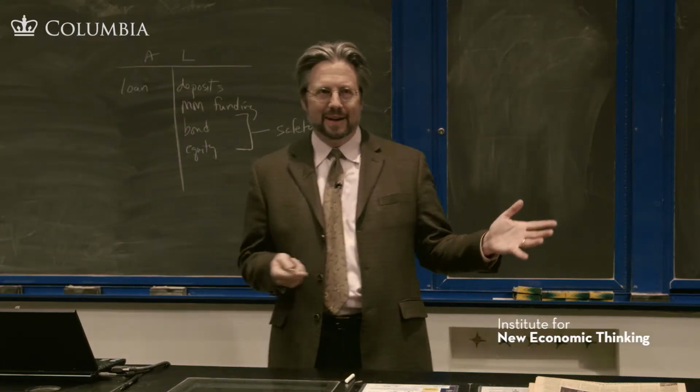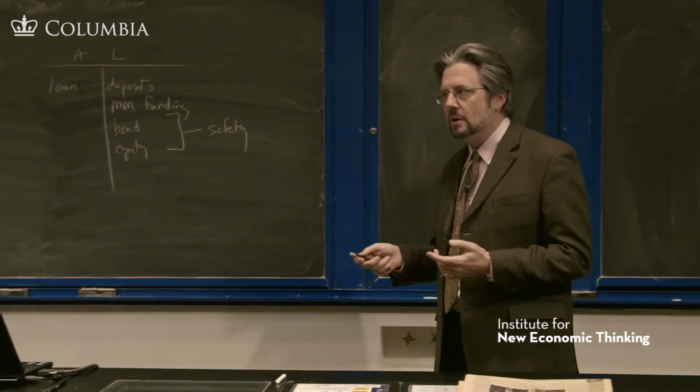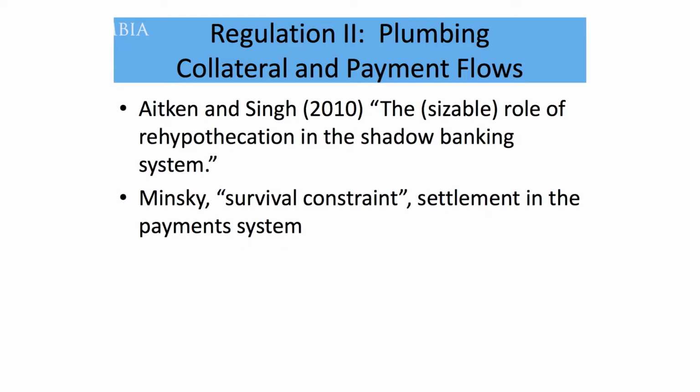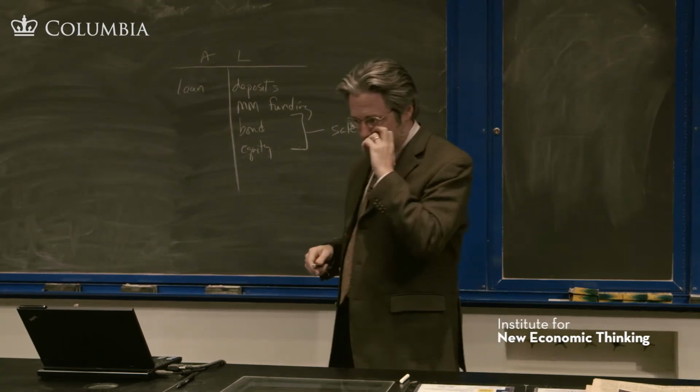We've been doing this throughout this semester, right? The survival constraint, liquidity kills you quick, all those things that I say, okay? That solvency never kills you, okay? It's liquidity that kills you. Well, there's not just payments liquidity, settlement constraint, okay? There's also collateral. And that's what this famous paper by Aitken and Singh is sort of about, is the role of collateral flows. And so I'm going to talk about both of those, okay?